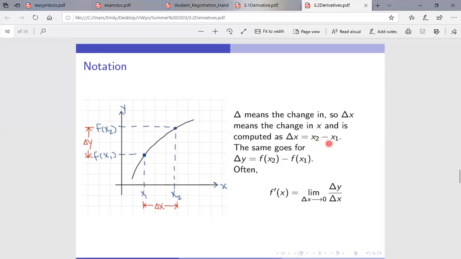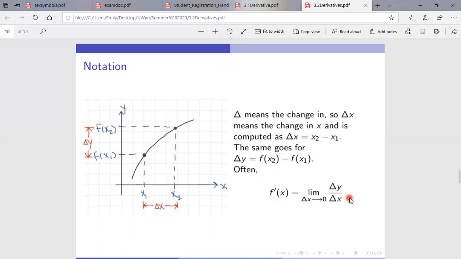x2 minus x1. And we can do the same thing for y. So instead of putting in y values, I'm labeling them f of x2 and f of x1. So delta y, the change in y, is f of x2 minus f of x1. And often the limit, f prime of x, is written as the limit as delta x goes to 0 of delta y over delta x.